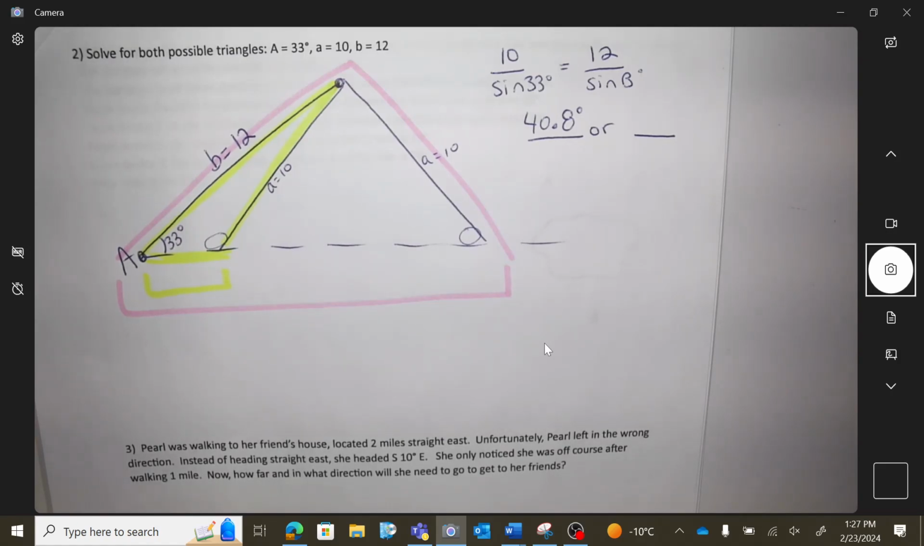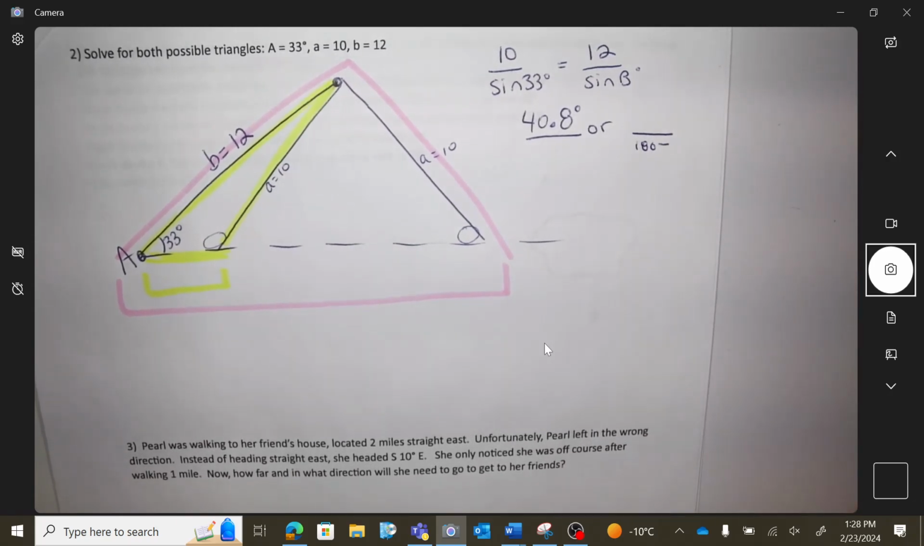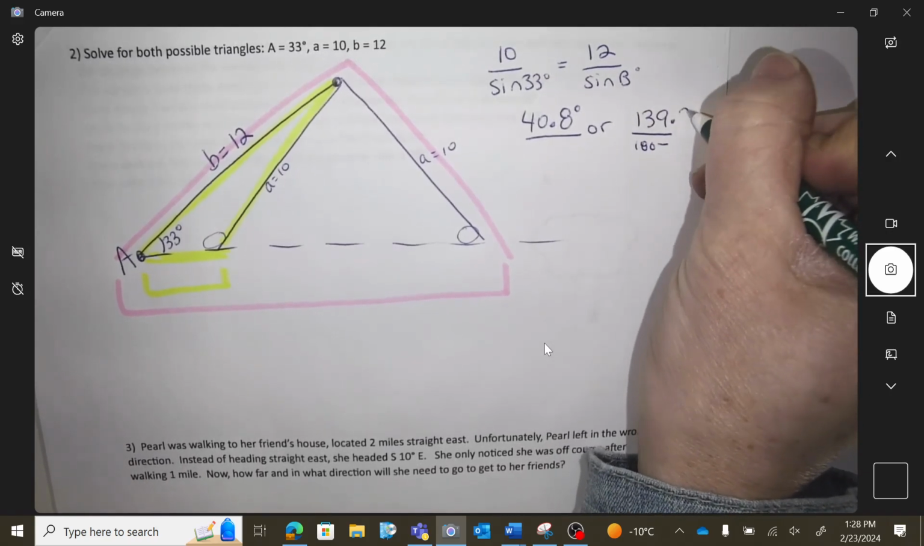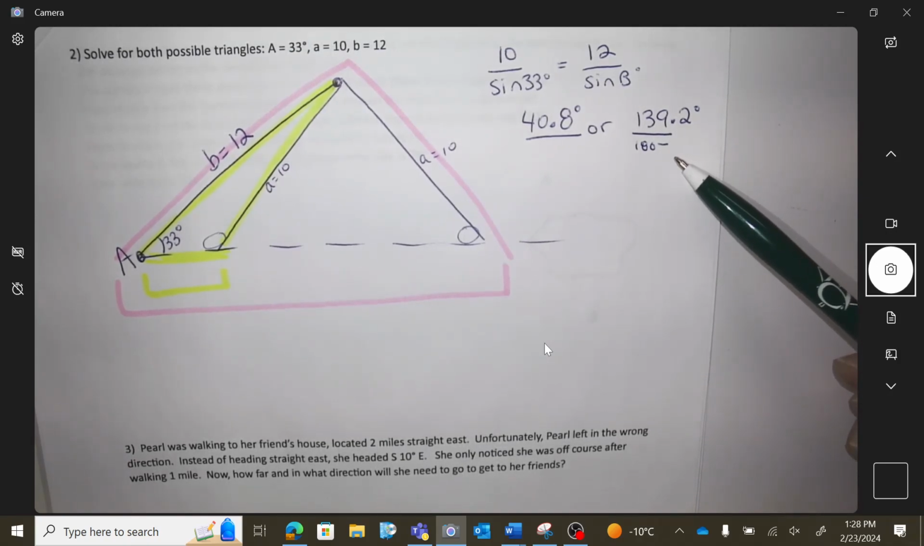Who remembers how to get the other one? That's the calculator's one, but you have to understand what the other one would be. Supplementary, whatever is the supplementary option. Okay, looks like some of you are going to have to make sure you remember that. So now, can you place those in the diagram?